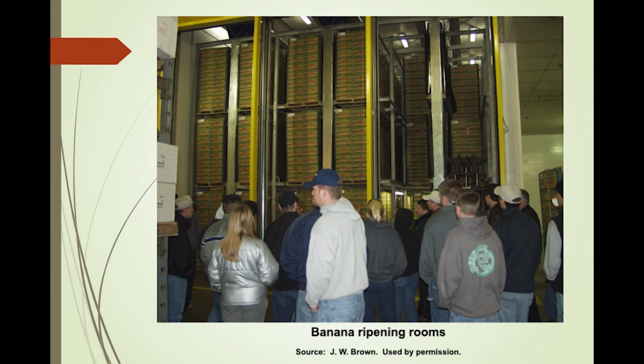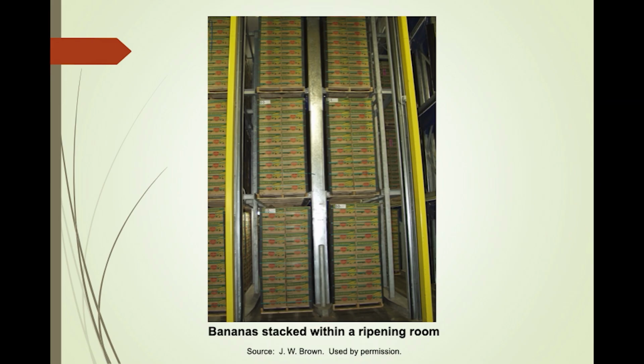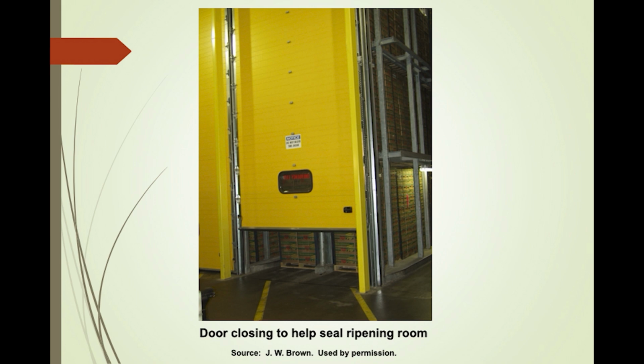Here's a ripening facility where they are ripening bananas, and you can see how many cartons of bananas are being stacked in these very large ripening rooms. Another image showing the bananas stacked in the ripening room. Here are doors coming down to seal this section, and when all the doors are down, ethylene gas will be introduced into the rooms to ripen the bananas.